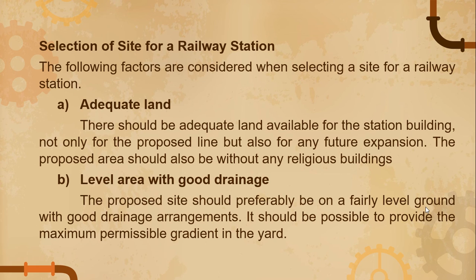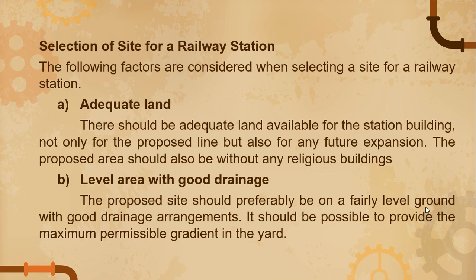The first one is the adequate land. There should be an adequate land available for the station building, not only for the proposed line but also for any future expansion. The proposed area should not also have any religious buildings. Ayun nga, pag nag-propose ka, hindi pwedeng yung exact land lang kasi malaki yung possibility na mag-expand yon. Tsaka dapat hindi nito madadaanan yung mga religious buildings such as yung churches.